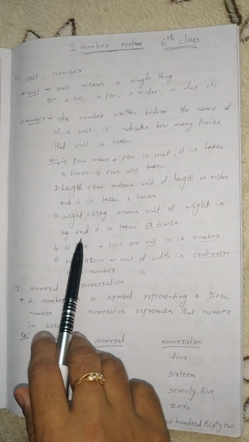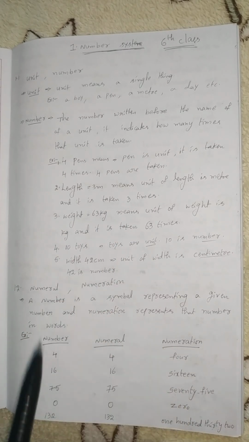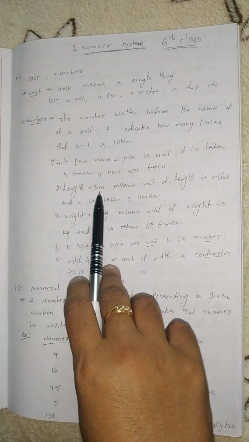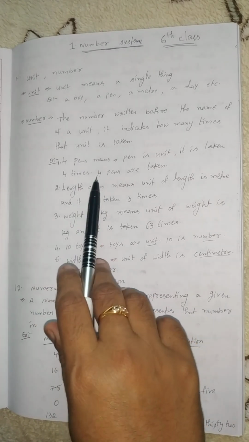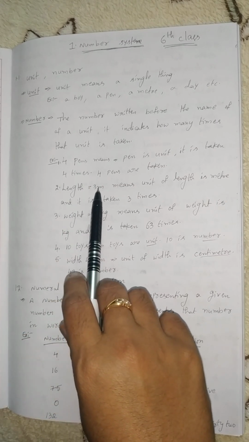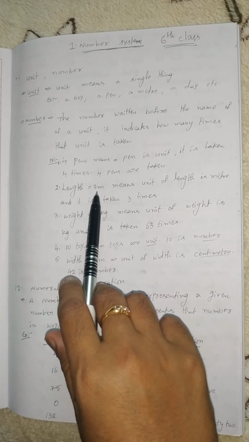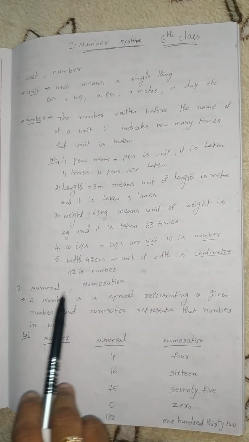So we will write the unit after the number. 10 centimeters, 3 meters. It means we will write the unit after the number. The number is written before the unit. This is very important. Next, numeral and numeration.